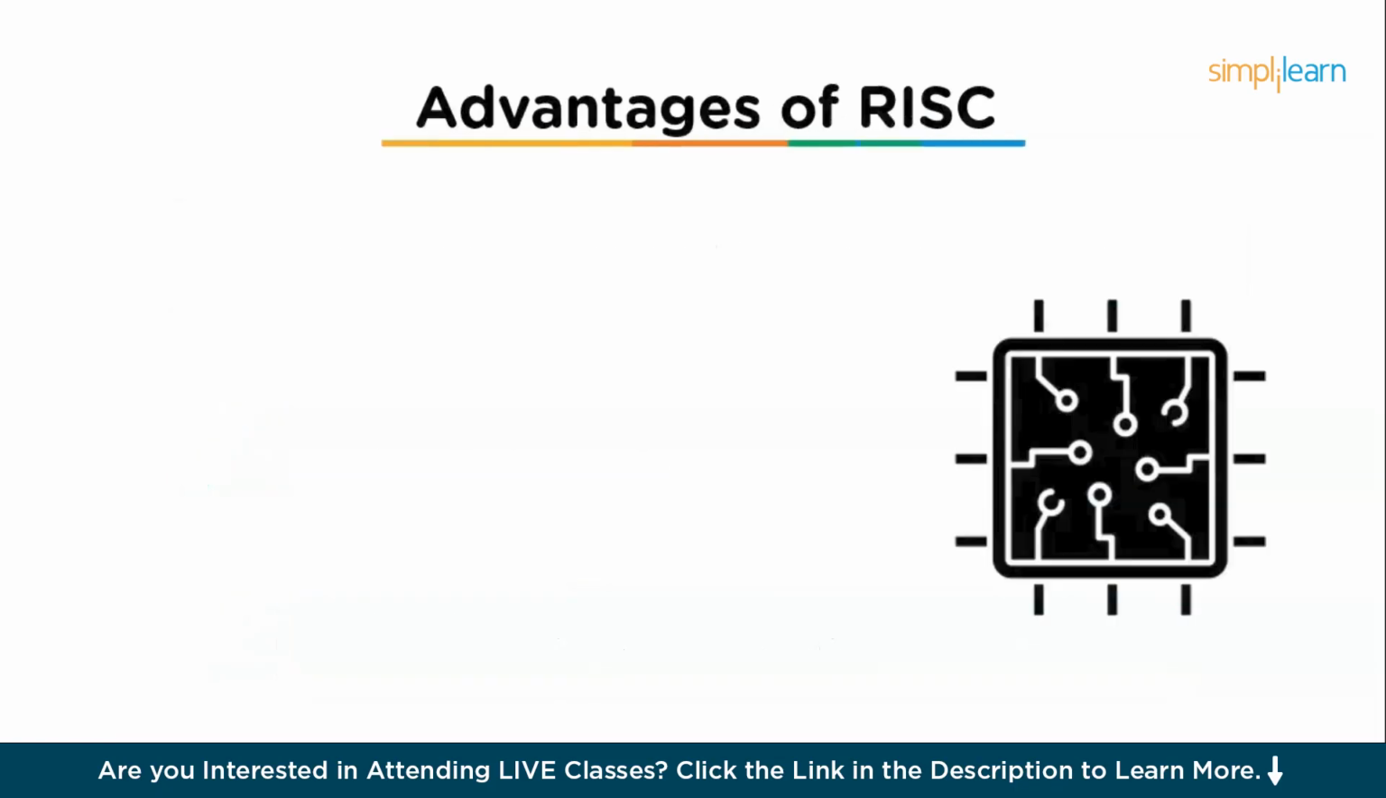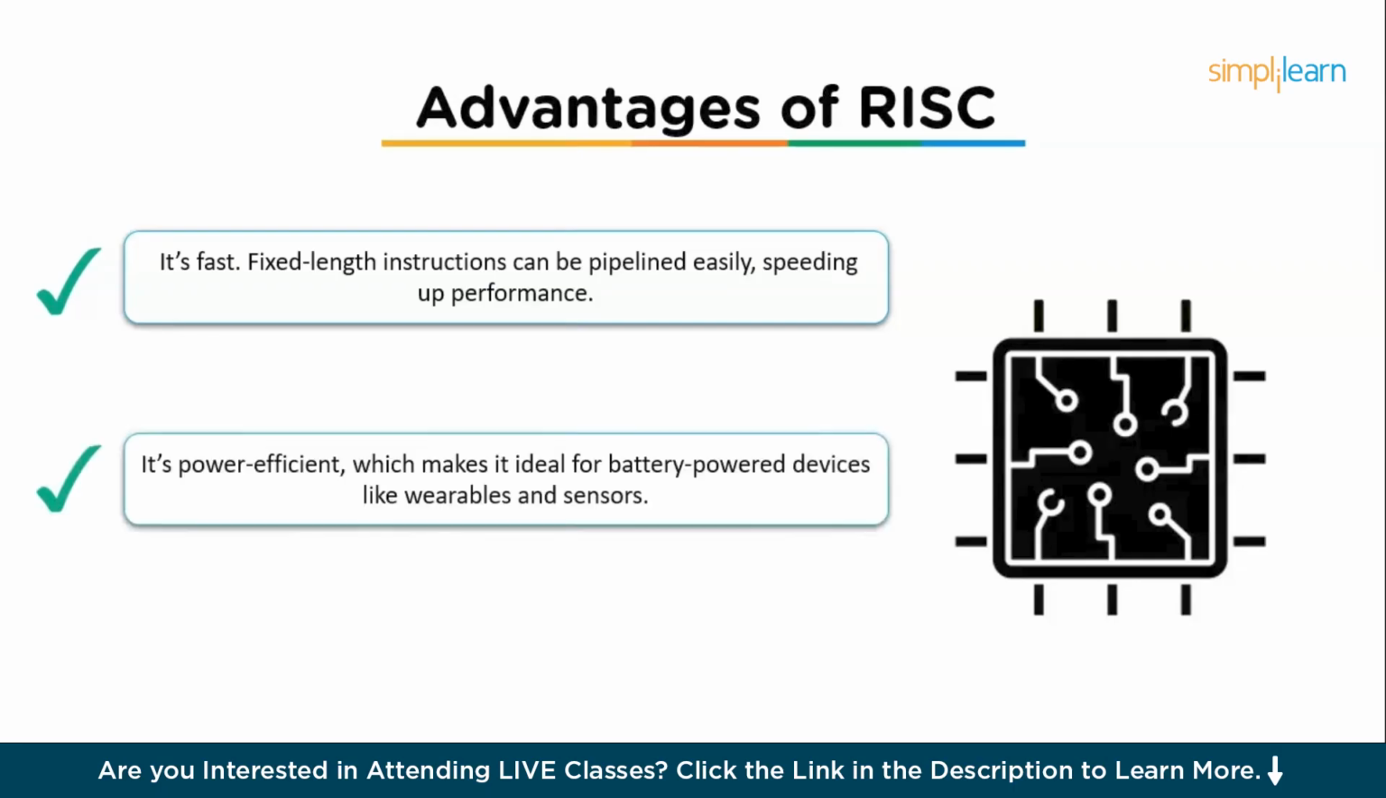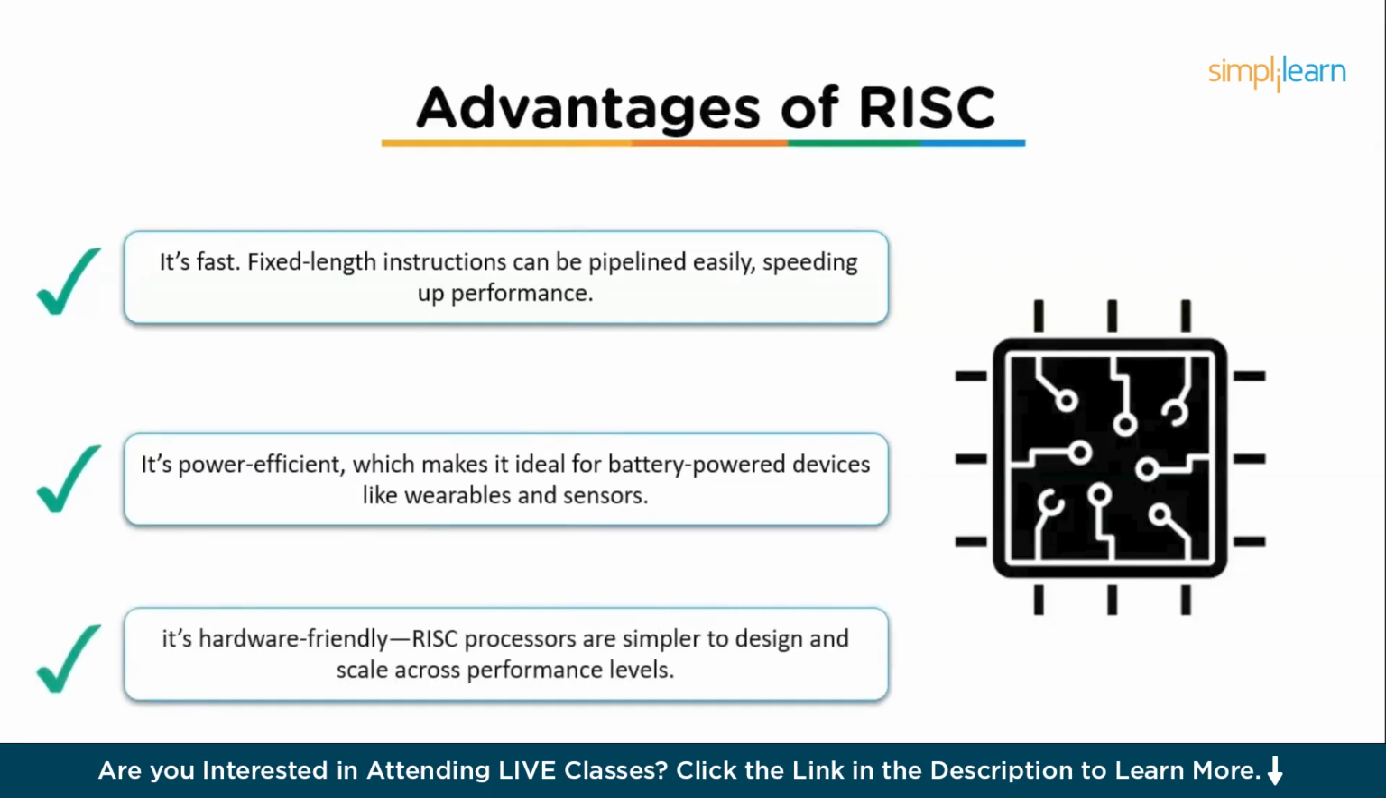So let's now see the advantages of RISC. Fixed-length instructions can be pipelined easily, speeding up performance. It is power efficient, which makes it ideal for battery-powered devices like sensors. And it's hardware friendly. RISC processors are simpler to design and scale across performance levels. That's why RISC dominates in mobile, IoT, and real-time embedded systems.